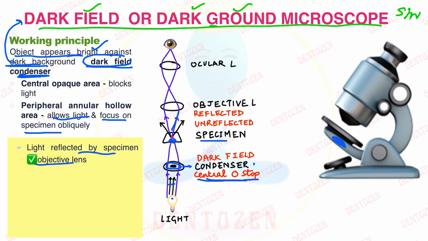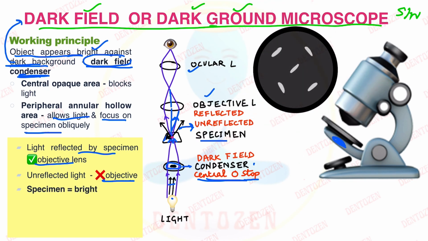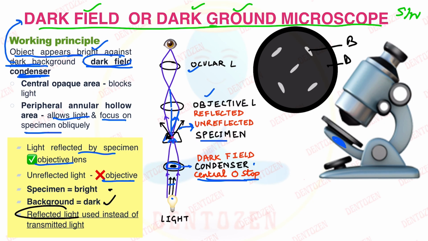Here the purple rays are collected by the objective lens, and unreflected rays are not allowed to pass through the objective. The unreflected rays here are shown in black, so they are not passing through the objective. So only the rays which are reflected from the specimen are collected, and thus the specimen becomes bright, luminous, and the background becomes dark. So that is how this is done. The specimen is bright, as you can see here, and the background is dark. So reflected light is used instead of transmitted light in the dark field microscope. Remember, only the light which is reflected from the specimen is used.